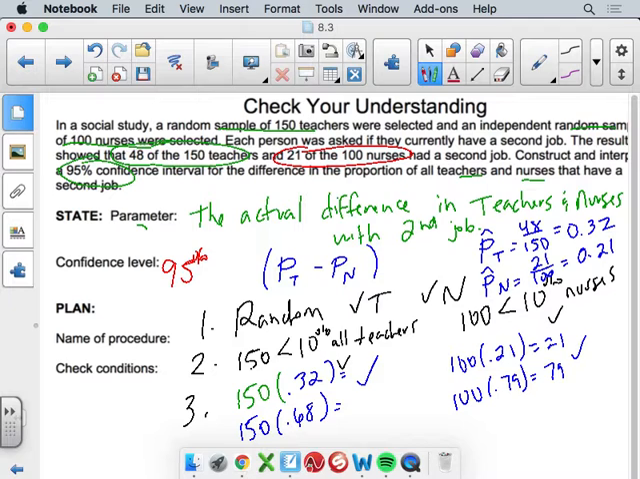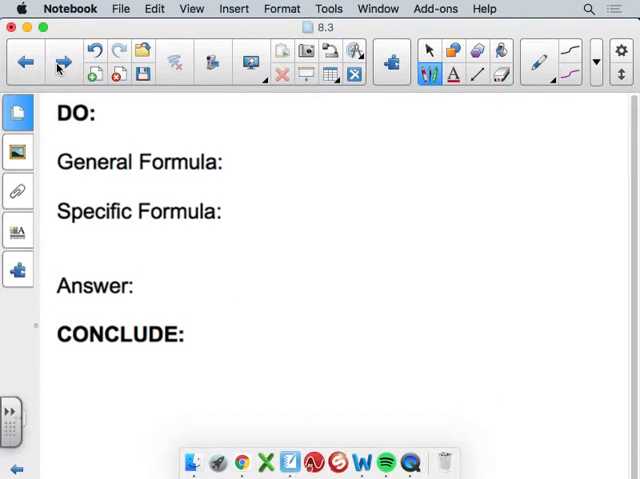Alright. So we have an unbiased sample, so I can talk about this for the population. I have independent samples and it's normally distributed. So then we finally get to do our thing here. Maybe I'm not going to write the formula. So let's do teachers minus nurses. I'm going to do 32 minus 21 as my p hat difference, my sample difference.